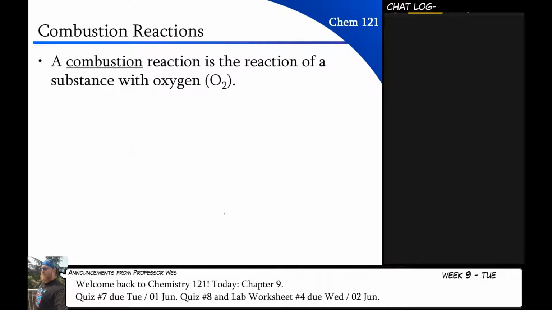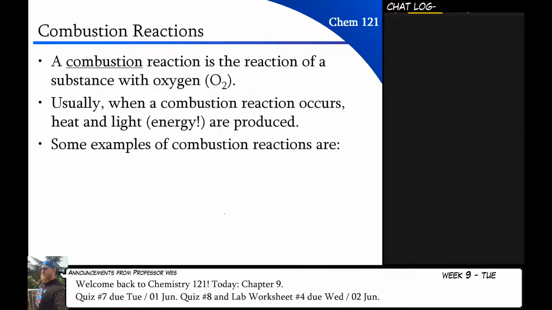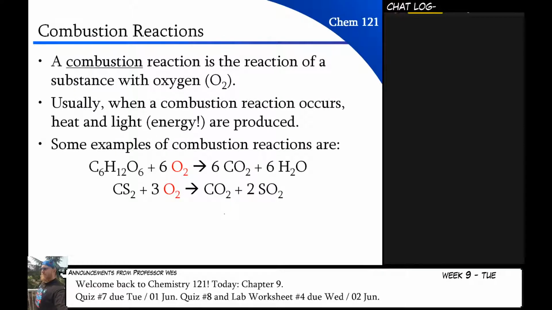The last type of reaction is combustion. Combustion is just, hey, does it react with oxygen? If you see oxygen in there, it's a combustion reaction. And that's really all you need to know, is you just need to see, oh, there's oxygen there. There it is. Combustion.